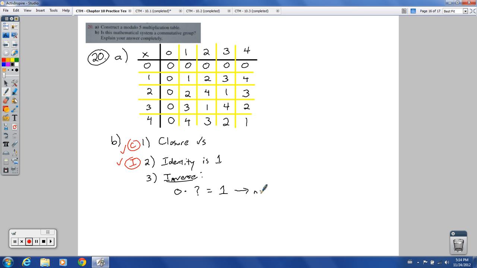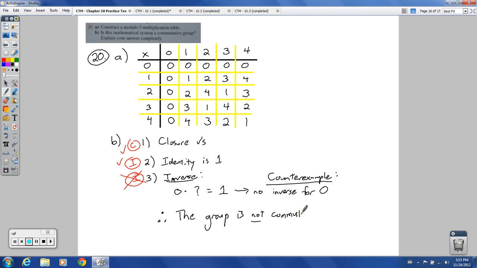So there is no identity, or no inverse, excuse me, for 0. So this is a counterexample in a sense. So we can say therefore, if we check that, this does not work. We could put X through there, it doesn't work out, therefore the group is not commutative.